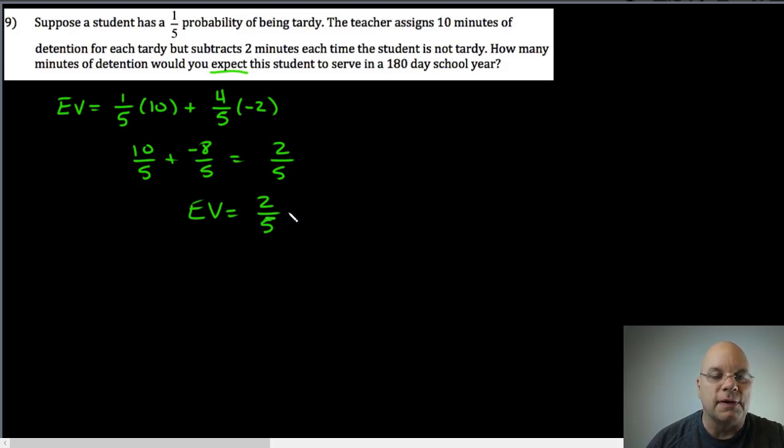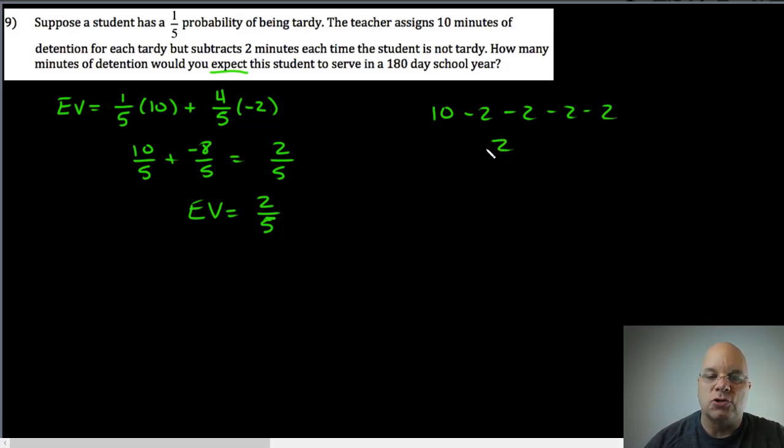if you multiply 2/5 times 5, that's 2. So on a typical 5-day, if a 5-day school week is typical, then you multiply 2/5 by 5, you get 2 minutes. If the student has a 1/5 probability of being tardy, let's just say 1 out of 5 days they're tardy. So let's say they're tardy on Monday, so there's 10 minutes of detention. But you subtract 2 minutes from Tuesday, Wednesday, Thursday, Friday. So 10 minus 8 is 2.